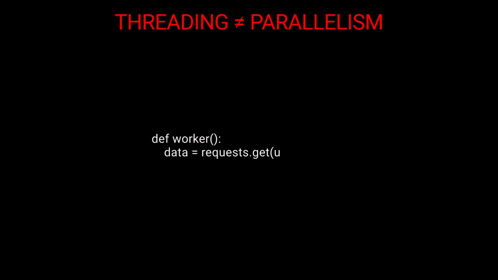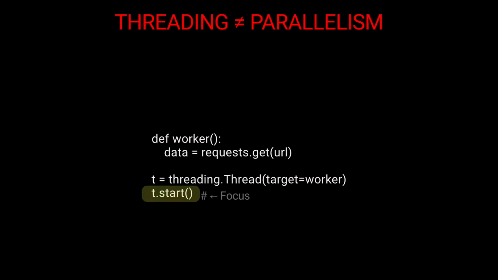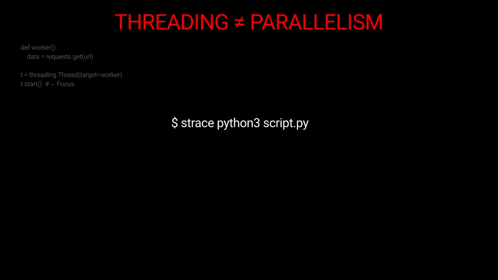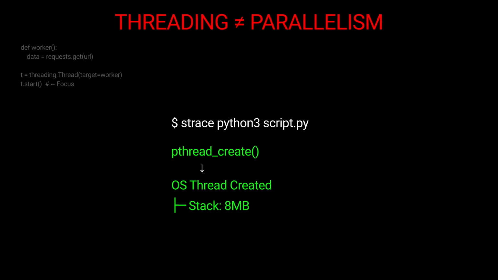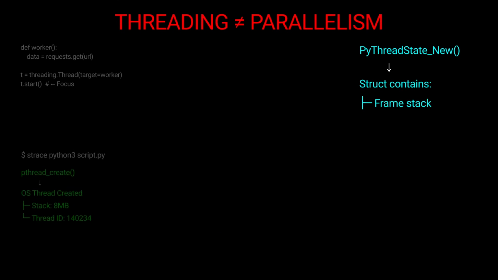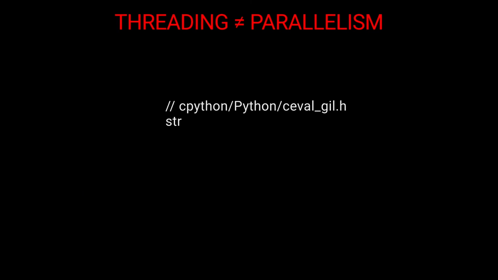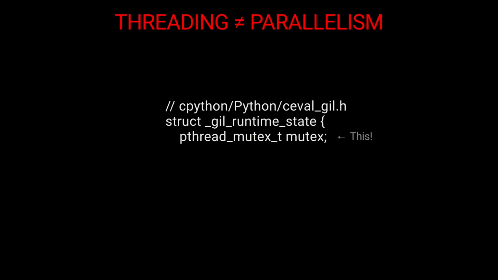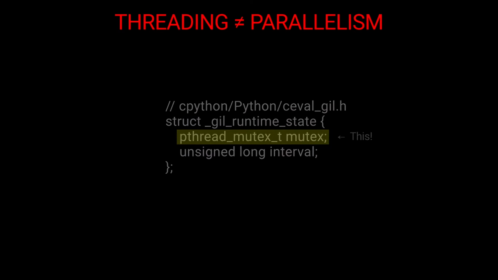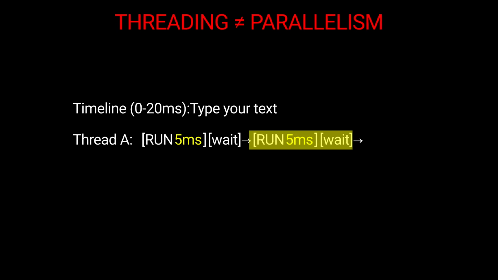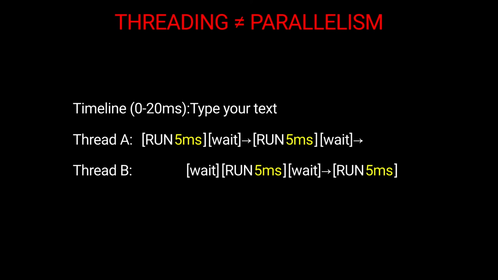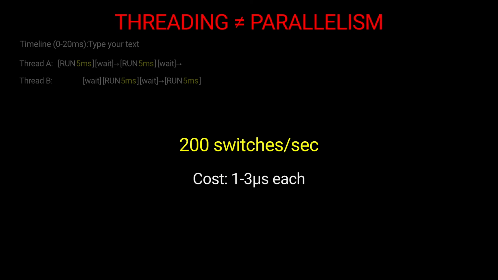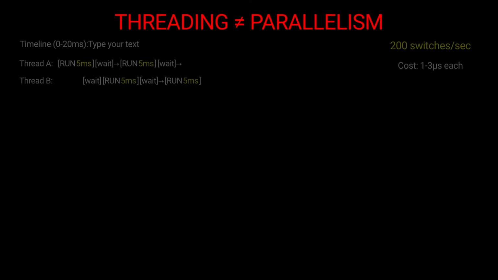When Python executes Thread(target=func).start, here's what actually happens. First, the pthread_create syscall on POSIX systems allocates a new OS thread. The CPython interpreter then initializes a PyThreadState struct containing the execution frame stack. The GIL is a mutex lock, implemented as pthread_mutex_t on POSIX. Every 5 milliseconds by default, the GIL check counter forces a thread switch. That's 200 context switches per second, each costing 1 to 3 microseconds of overhead.